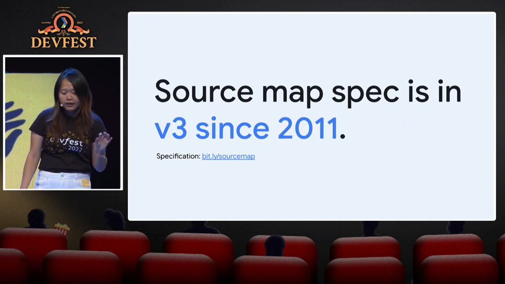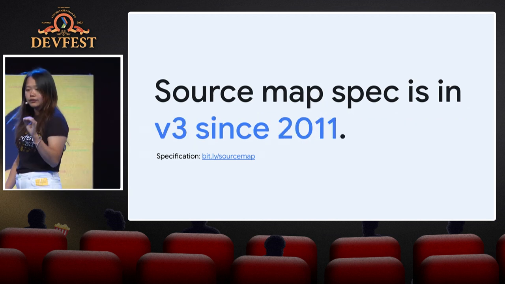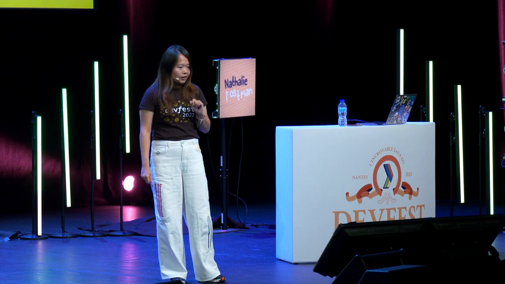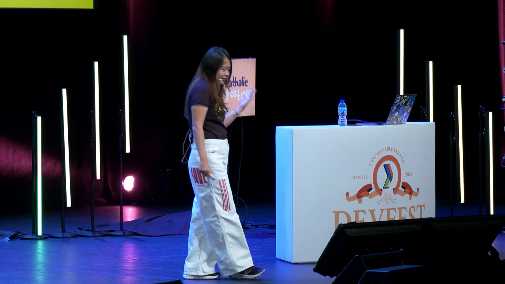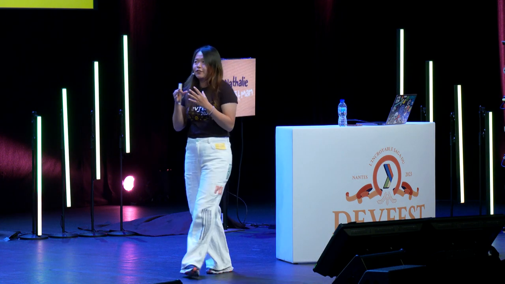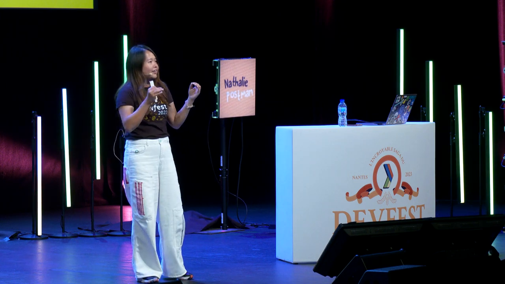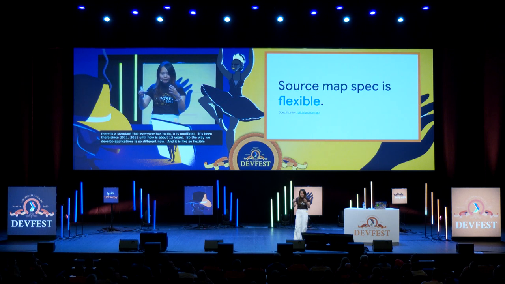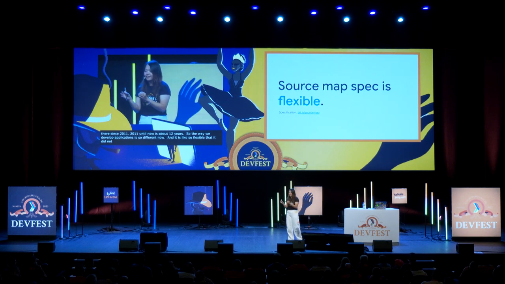It's unofficial, and it's been in V3 since 2011. 2011 until now is about 12 years. So the way that we develop web applications is so different now. And the spec is also so flexible that it did not define a lot of things. So different frameworks or different build tools understand it differently, so they produce the source map slightly differently.